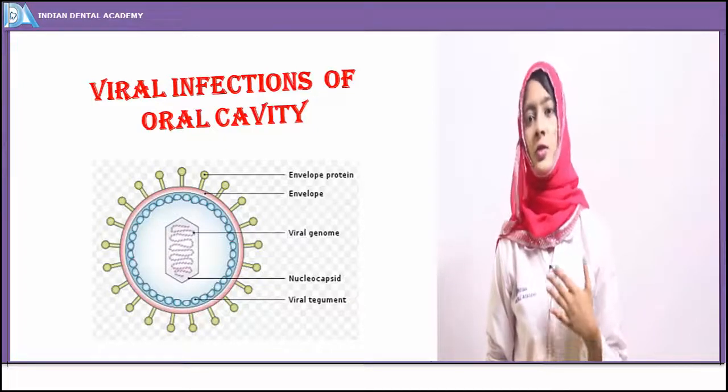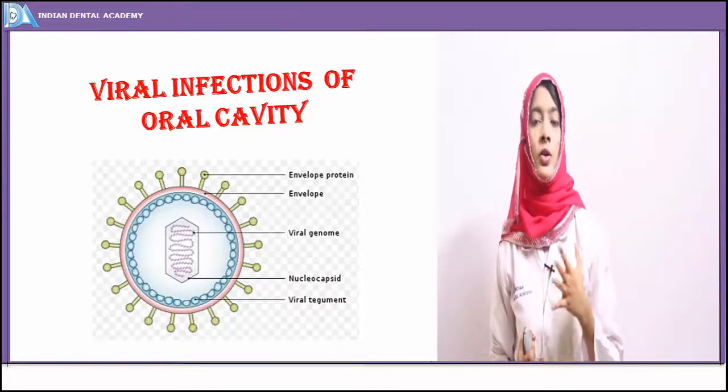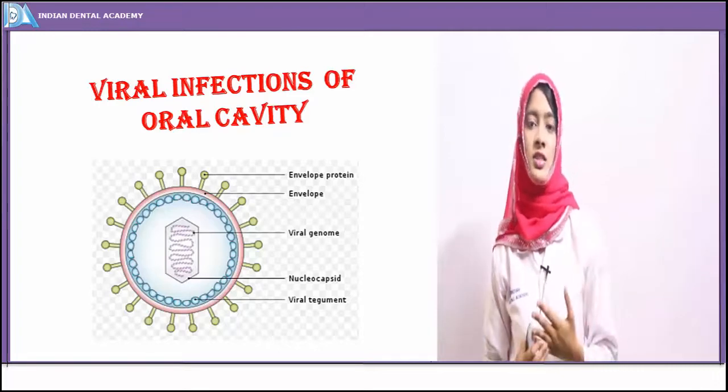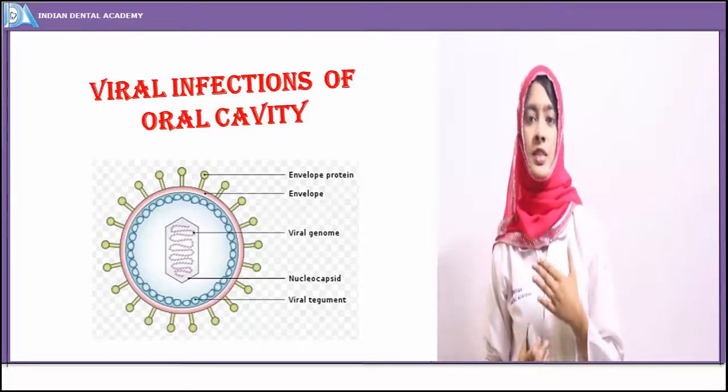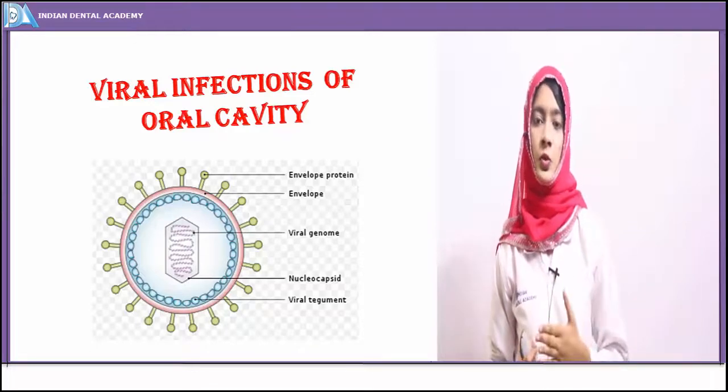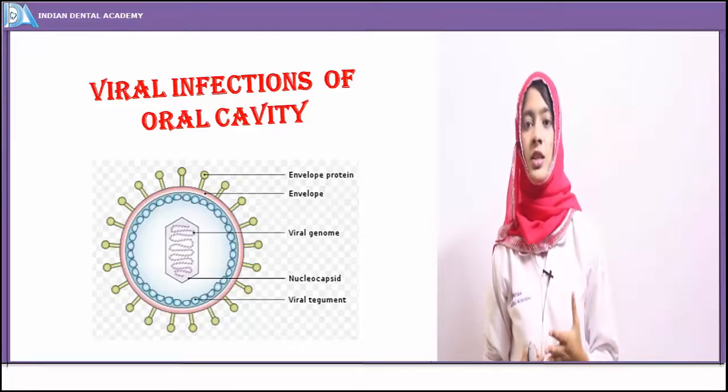Viral infections of the oral cavity. There are a lot of viruses which cause acute infectious diseases. We are specifically dealing with viral infections of the oral cavity. So what is a virus actually?